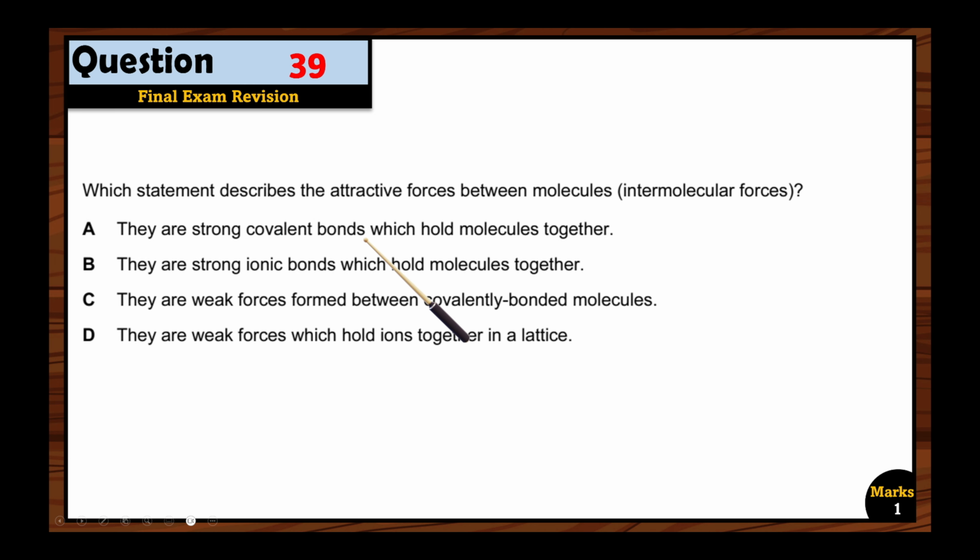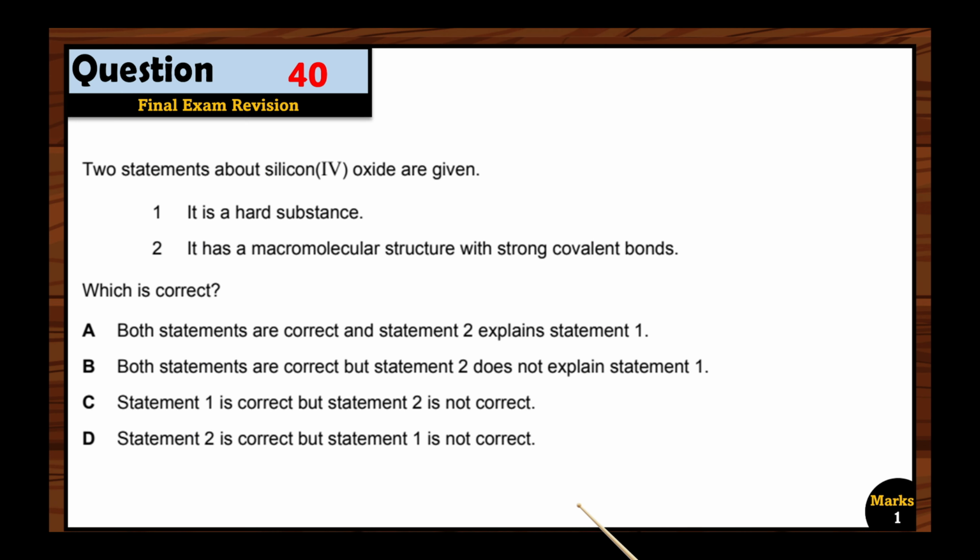Now let's see, there are strong covalent bonds. Wrong, because covalent is intramolecular. There are strong ionic bonds. Wrong. They are weak forces. Yes, this option is right. They are weak forces. Yes, this option is also right. So now let's see which option is more right. They are weak forces formed between covalently bonded molecules. Yes, mostly the attractive forces are between the covalently bonded molecules, not in the ionic compounds. Here they say which holds the ions together. No, the force that holds the ions together is actually a strong ionic bond, right? So option C is right. Option D is wrong.